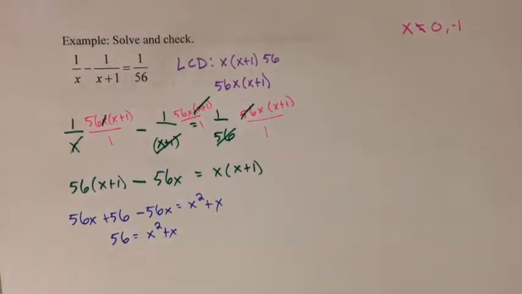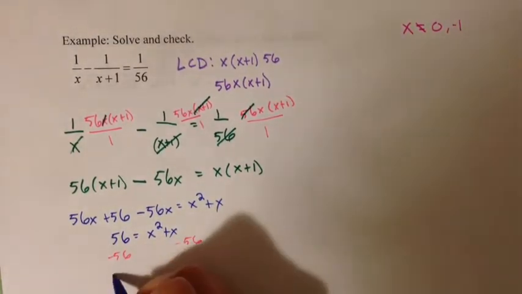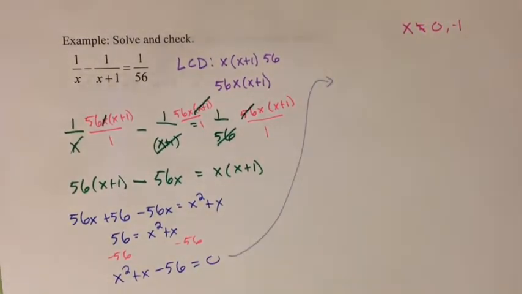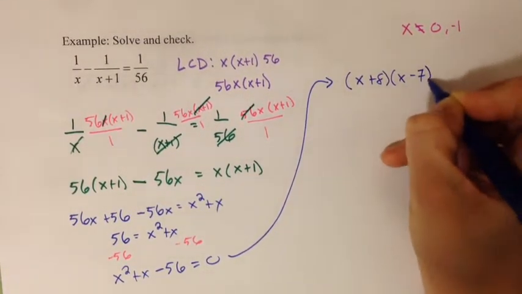Before you try to do anything else, take a minute to step back and look at this equation. 56 equals x squared plus x. That's a quadratic equation. You know how to solve this kind of equation. The first thing that you need to do, though, is get it set equal to 0 and then factor. So I'm going to start by subtracting 56 from both sides so that I have x squared plus x minus 56 equals 0. The next step is to factor. X squared plus x minus 56 factors as x plus 8 times x minus 7.